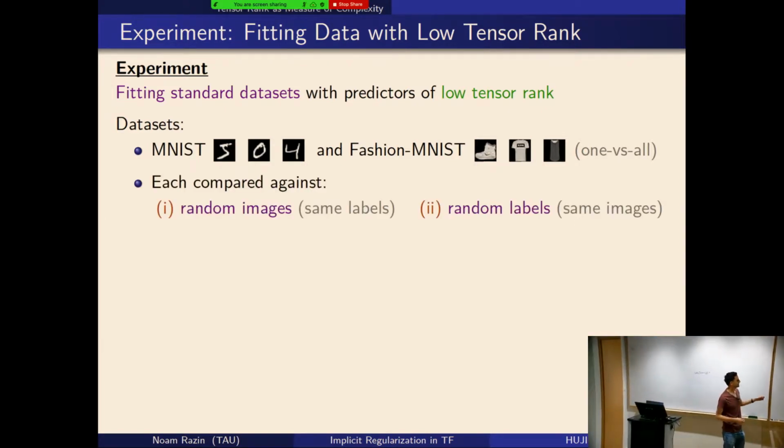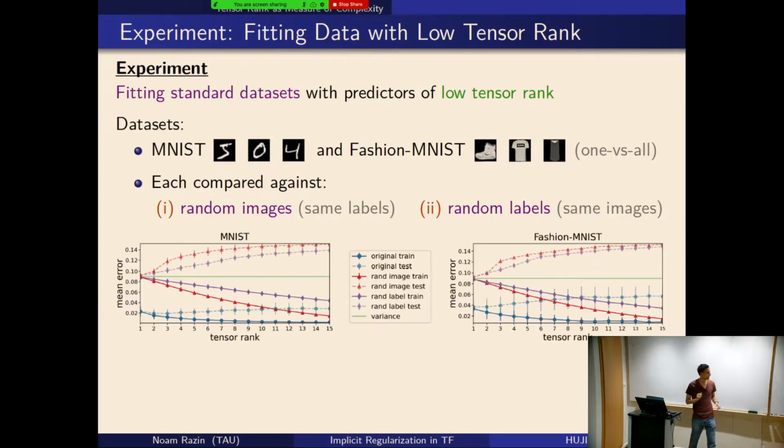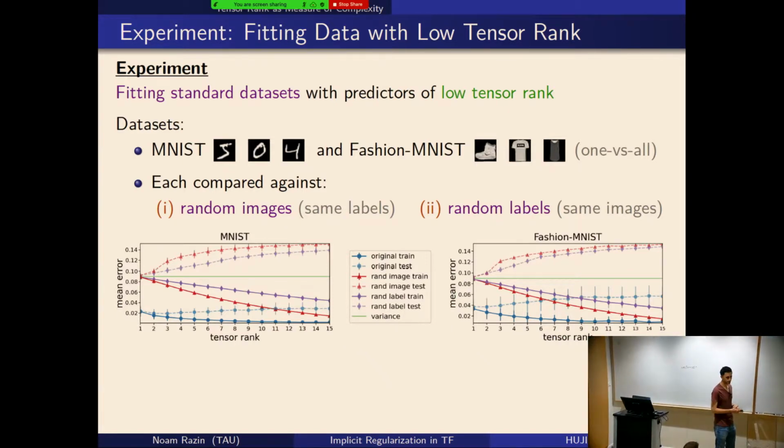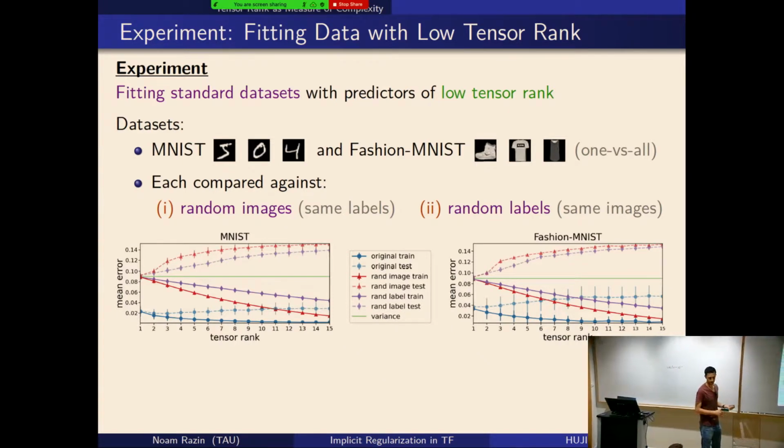In the first, we randomize the images, and we replace them with noise. In the second, we randomize the labels. We permute the labels and keep the images as they are. And this is what we get. On the left, that's MNIST. On the right, fashion MNIST. In blue, it's the original data. Red and purple, that's the randomized variants.